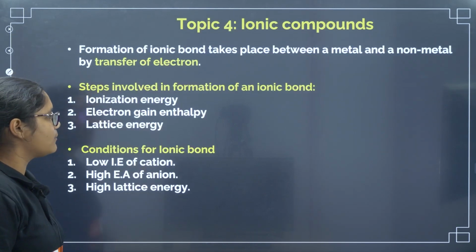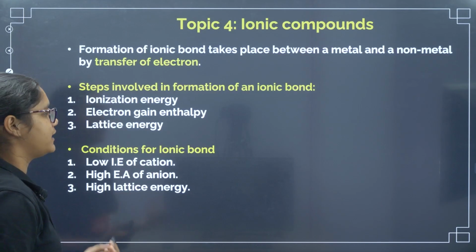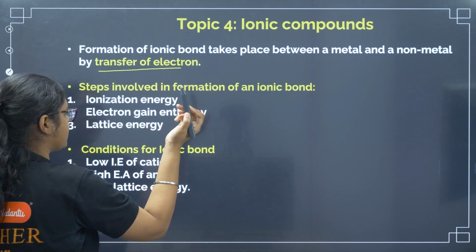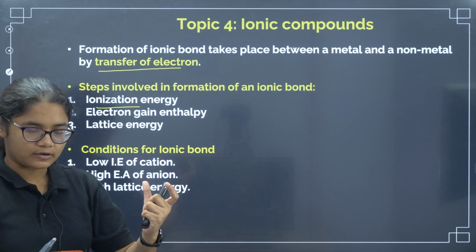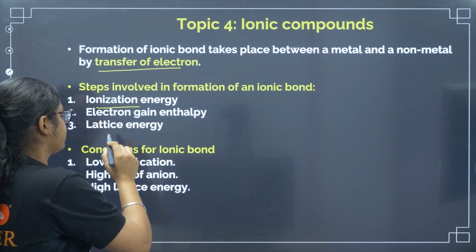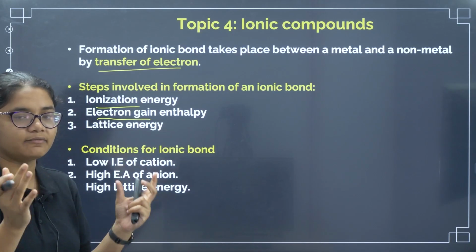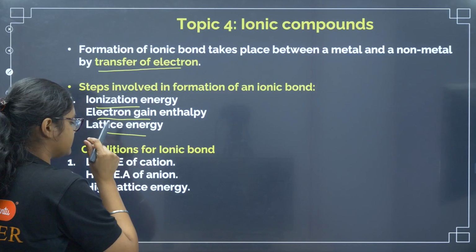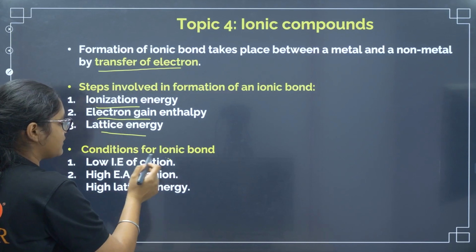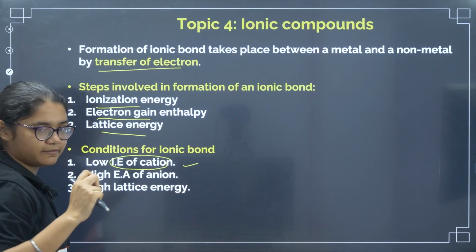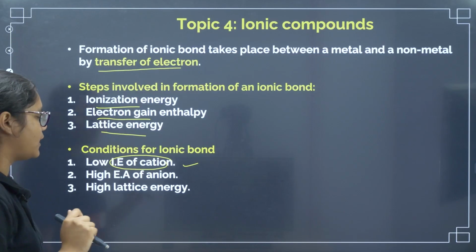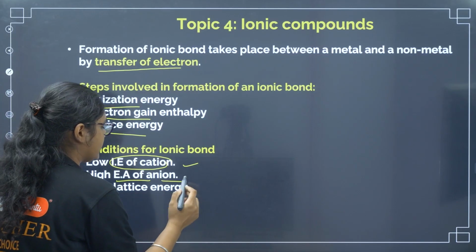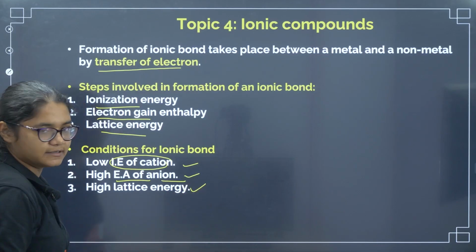Now coming to ionic compounds, very shortly we can discuss how the ionic compounds are formed by the transfer of electrons. Ionization energy, so the metal has to release 1 electron, the non-metal has to gain 1 electron, and when they combine, lattice energy is released. Now what are the conditions? So ionization energy of the cation should be low. Very easily we should be able to remove the electron from the cation, and high electron gain enthalpy of the anion and high lattice energy, right?